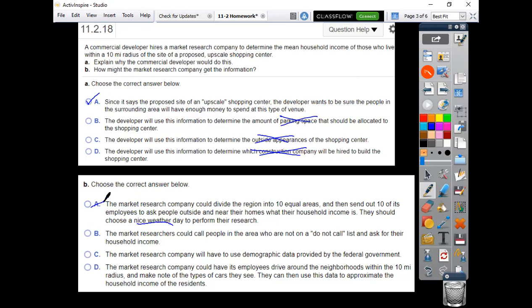The market researchers could call people in the area who are not on the do not call list. Now if you're only doing that, you're not getting a full representation of everybody. Use demographic data from the federal government. That would include everybody. The federal government has access to all our information, whether we like it or not. And they could have its employees drive around and look at the area to see if it seems like. That's pretty subjective. So I think the one that is going to be the most objective would be C, have the federal government data that you know about people in the region.